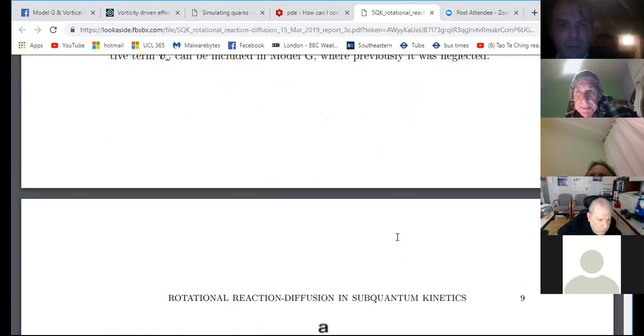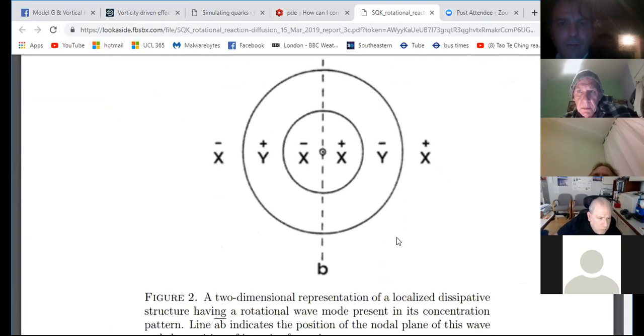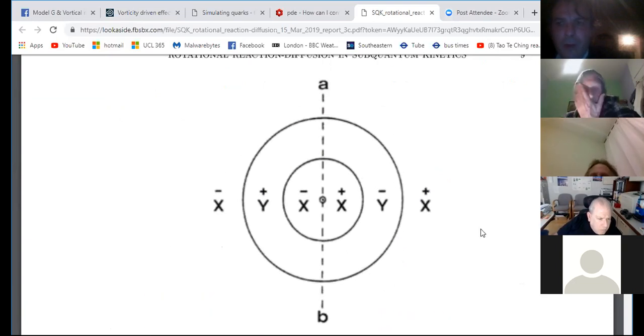Should the axis be in the middle, the center of the particle? The central circle, that area is where you would get the vortex, due to the X going to Y and Y going to X, rotating. Yeah. Okay.